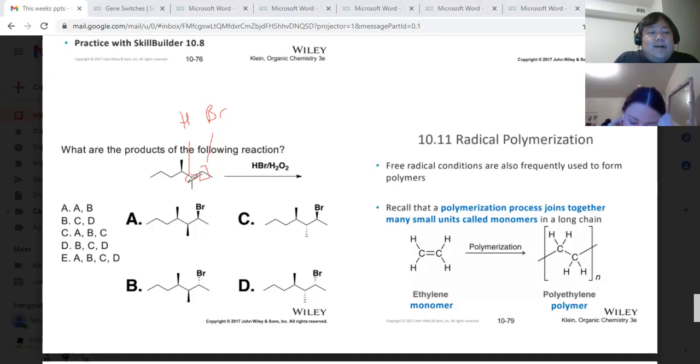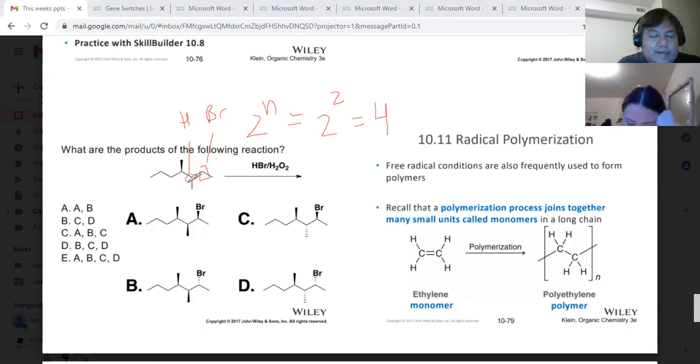But Terry, how do I know how many isomers I'm going to have, how many possible answers? If you think about how many stereocenters you are creating, you take 2 to that number. So in this case, 2 to the 2, right? Because I'm creating 2 stereocenters. So that means you should have 4 possible answers.